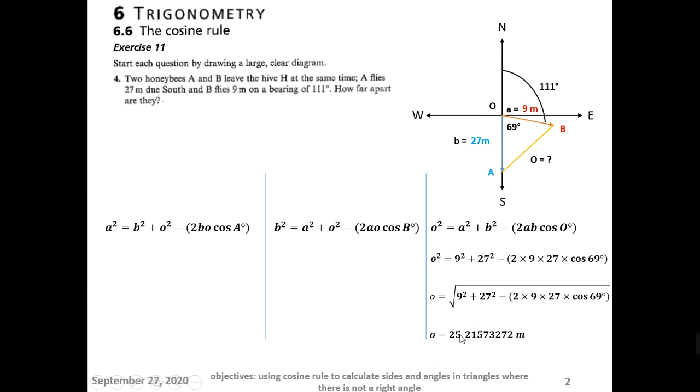2 is the first figure, 5 is the second, 2 after the decimal is the third. We're going to stop at the third. Look at the right: 1 is not going to bring my 2 up, so 2 is going to stay as 2. So the final answer correct to 3 significant figures is 25.2 meters. And this is how far apart A and B are.